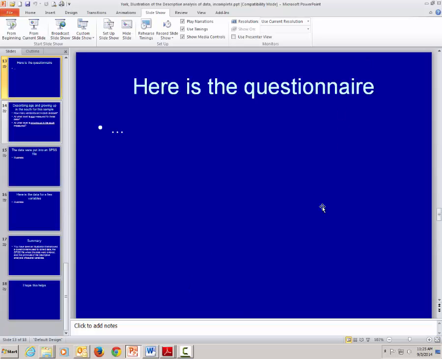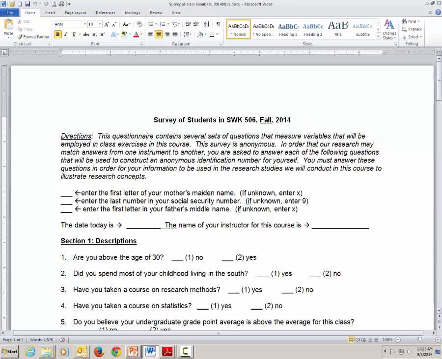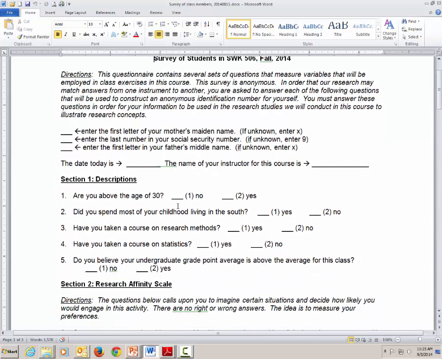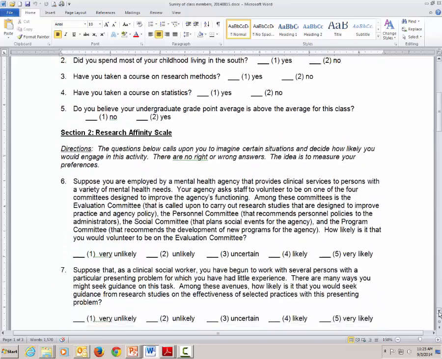Here is a copy of the questionnaire. This was just an example. You can see one of the questions right here. Are you above the age of 30? Yes or no? And then there were a number of different items here.